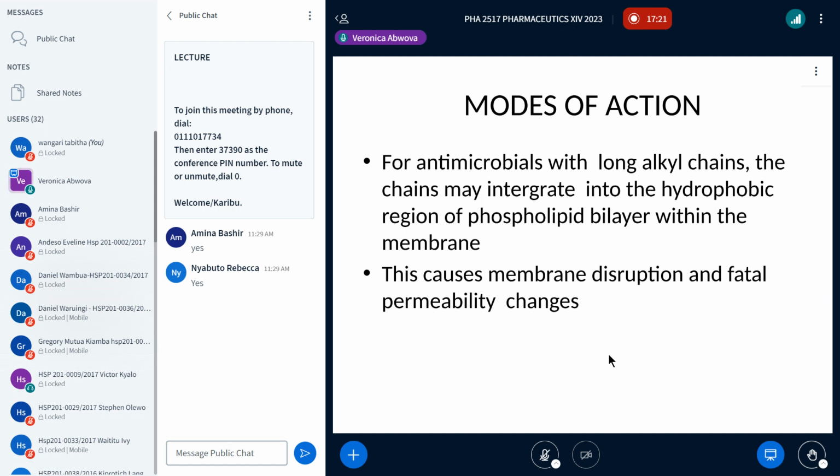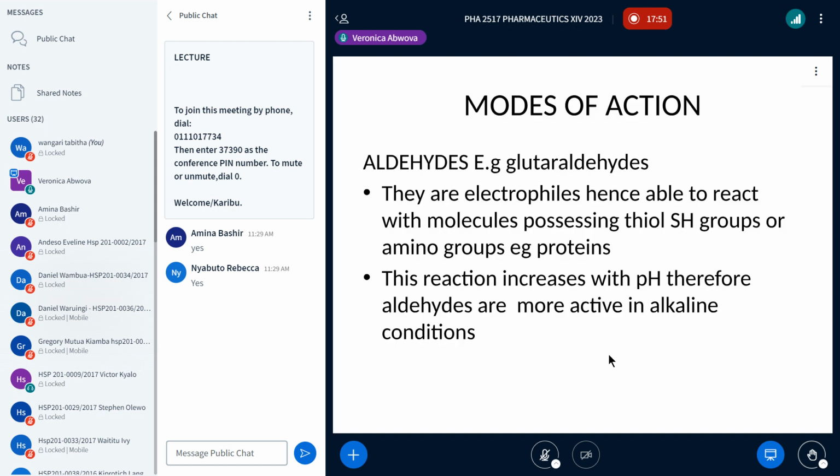Remember, these alkyl chains have integrated into the hydrophobic region of the phospholipid layer. Remember what we said. What is the function of the phospholipid bilayer? It basically controls what enters and leaves the cell. But now if you destroy this bilayer, what will happen? There will be no control over what is able to enter or leave the cell. Okay, and usually these changes are fatal. It basically kills the cells. Okay, so that's it for the acids.